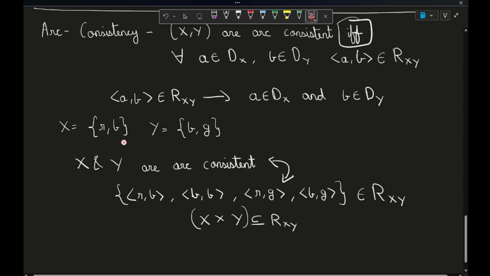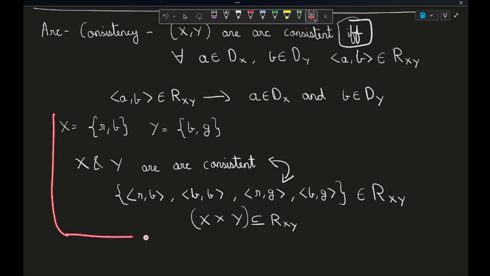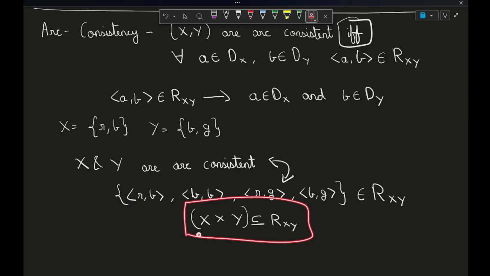Okay, I got lost. So what I'm saying here is that this is the definition of what arc consistent means, and this is an example of it: that X and Y are arc consistent if I take every pair of every element from X and Y and it belongs to this relation. So I can write this like this, that X cross Y is a subset of R xy.